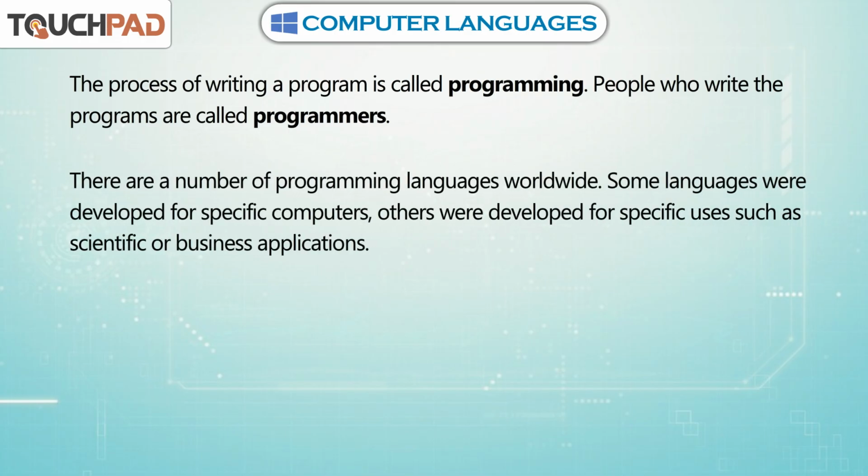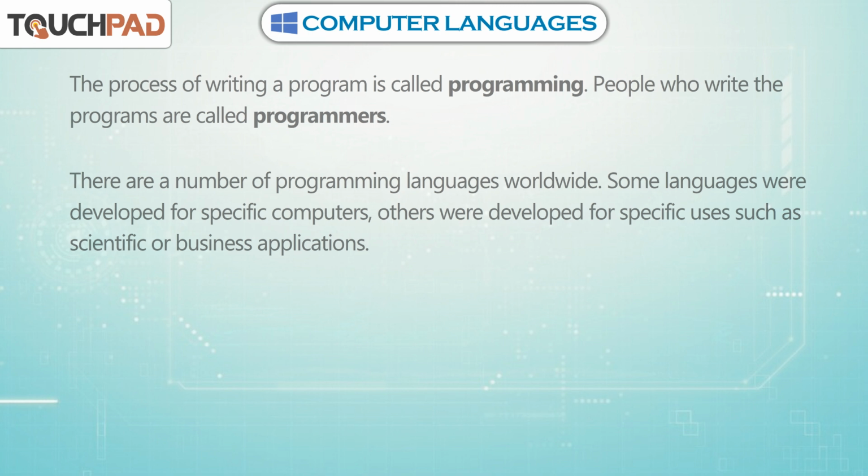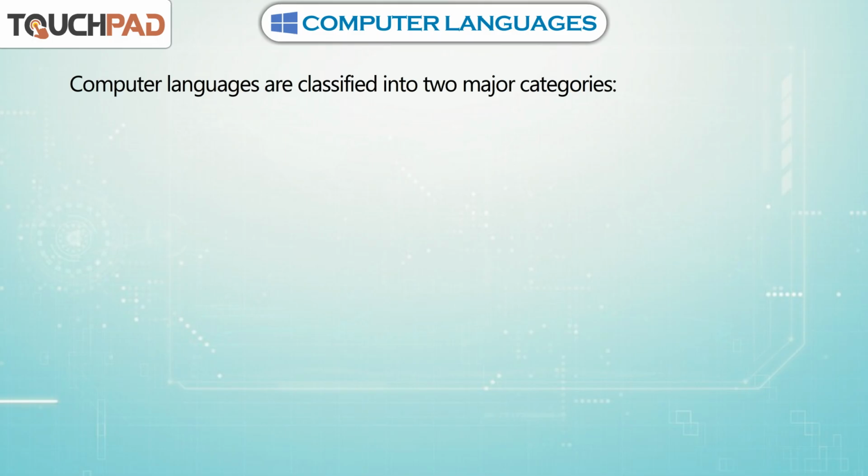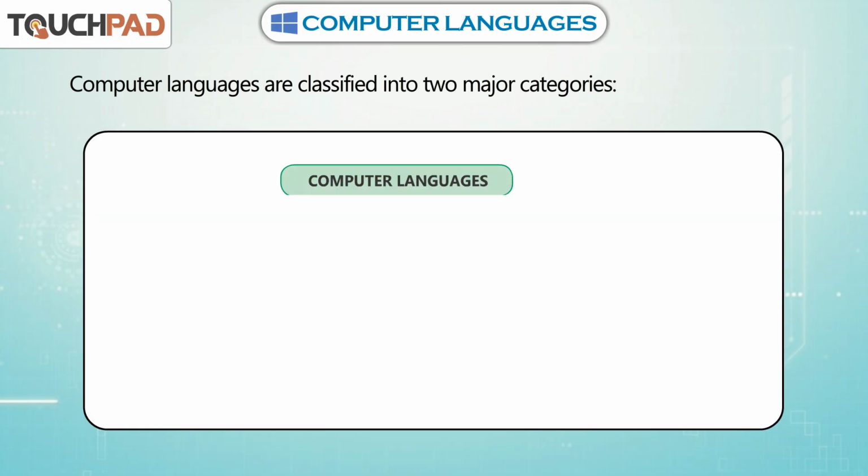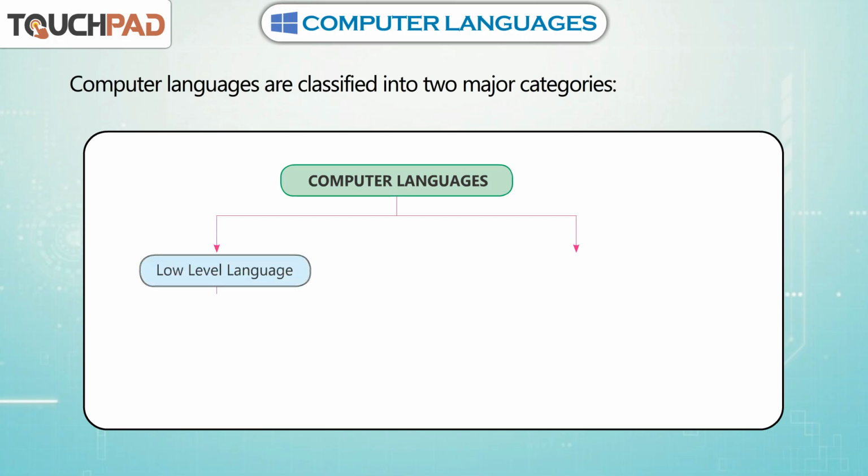There are a number of programming languages worldwide. Some languages were developed for specific computers. Others were developed for specific uses such as scientific or business applications. Computer languages are classified into two major categories: low-level language and high-level language.